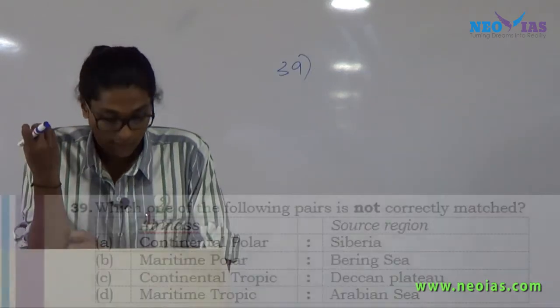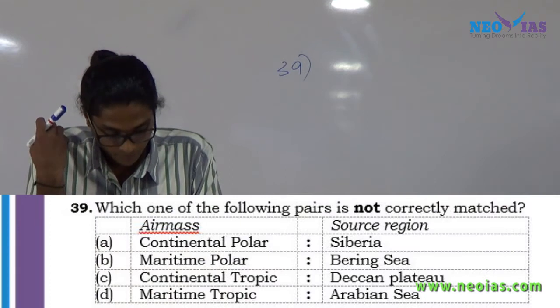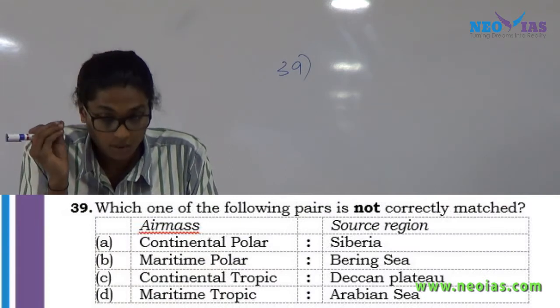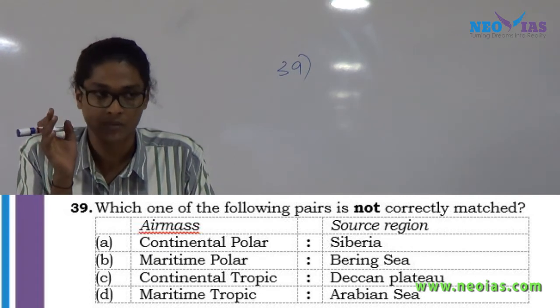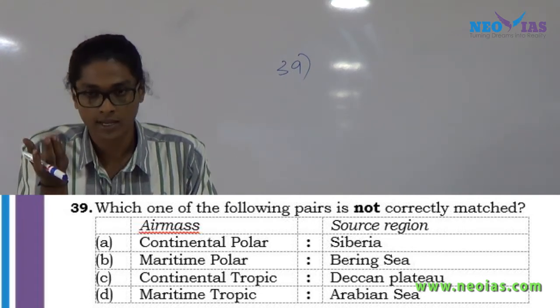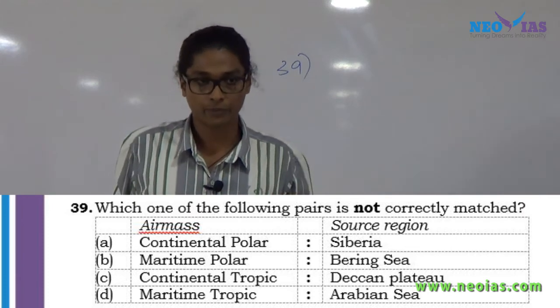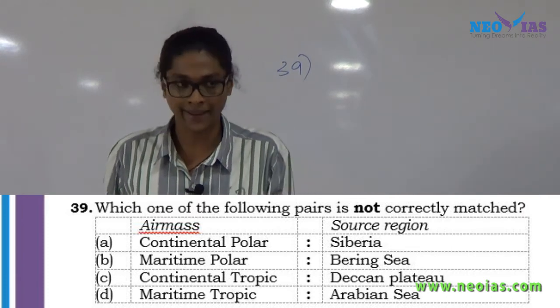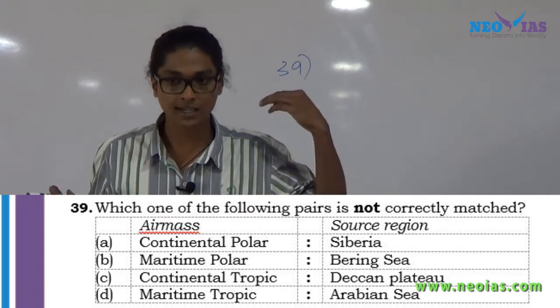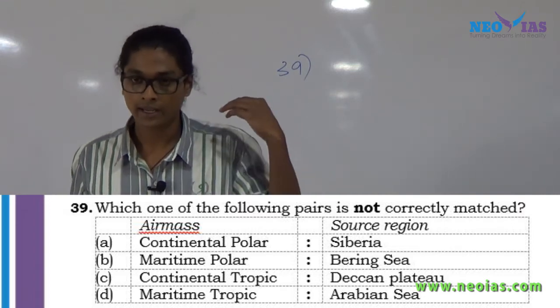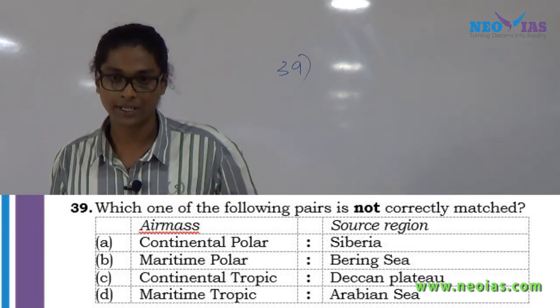Now go through the 39th question. Which of the following pairs is not correctly matched? And the question is about air masses. This area is again important for you because in the 2016 mains, UPSC asked a question related to air masses. Explain the concept of air masses and how it affects macro climatic changes.